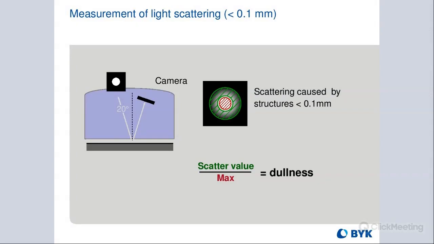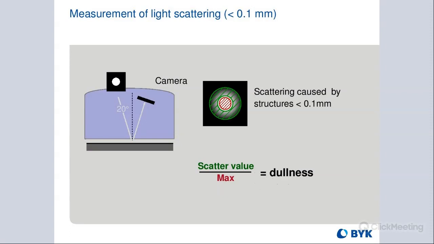And the way it works is it has a camera built in, and it has an LED that shines a circle of light onto the surface, and then that camera takes a picture of the reflection of that light. Here in the image, it's shining the light inside this smaller green circle, and the camera is detecting how much light is reflected back between the smaller and the larger circles. The more light that appears between those two circles, the more scattering there is. And that value is taken into account when calculating what we refer to as the dullness value.